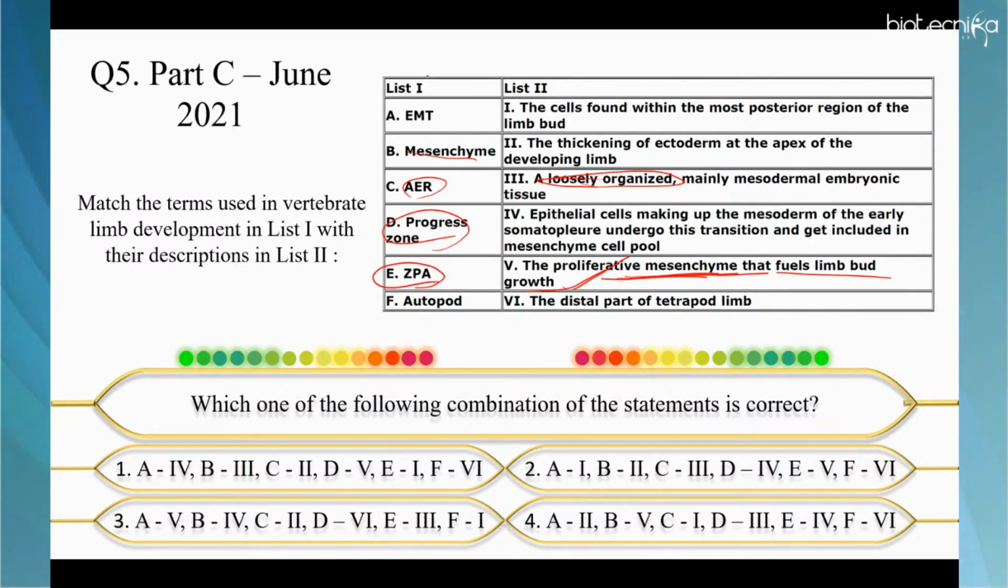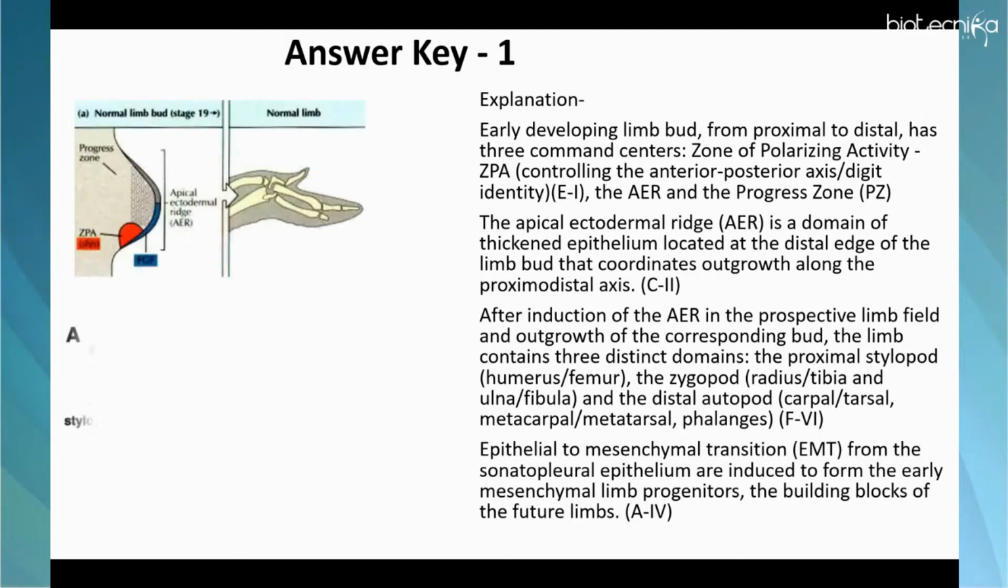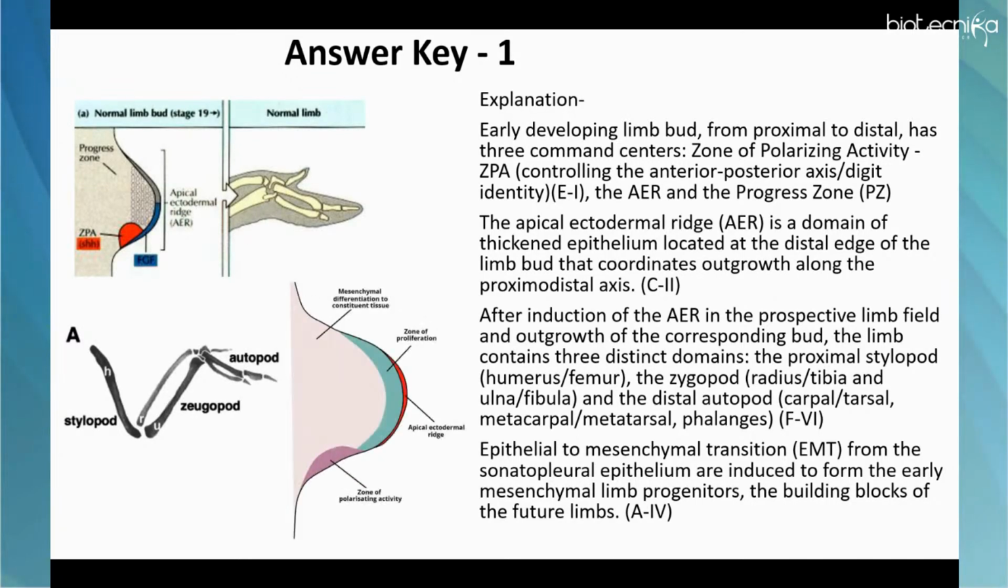And ZPA, which we just saw, is found within the most posterior region of the limb bud, because it actually determines the anterior to posterior specification. Okay. So the explanation is also given regarding the ZPA and normal development. So you can see here, right?